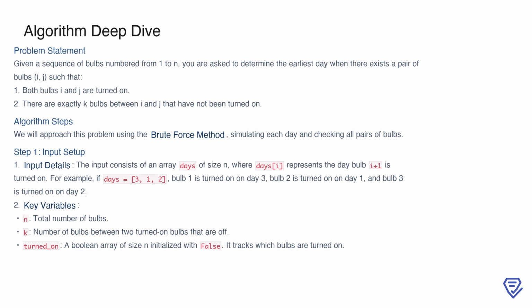Alongside this, we have two important parameters, n, the total number of bulbs, and k, the number of bulbs that must remain off between two turned-on bulbs to satisfy the condition. To solve this, we initialize a Boolean array called turned_on of size n, with all values set to false. This array helps us track which bulbs are turned on as we process days day by day. Using this setup, we aim to simulate the process of turning bulbs on and check for valid pairs that meet the criteria.